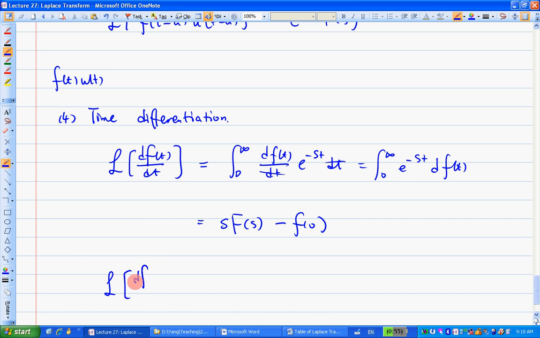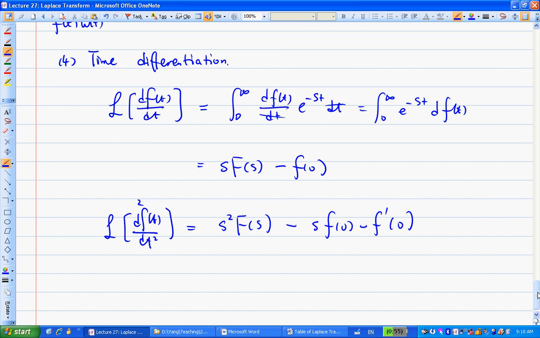Similarly, you can get the second-order derivative. It'll be s squared capital F of s minus s f of 0 minus f prime of 0. This should be on the first page of the table. Now these two are very important properties. You're going to make use of them a lot. Any questions? We're going to take a look at the applications in the next lecture.